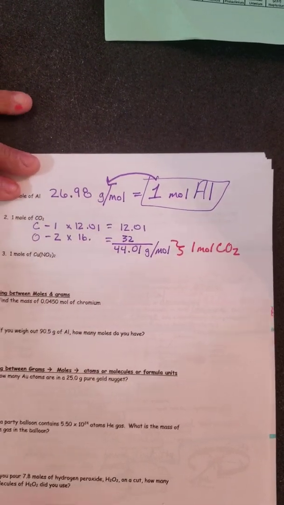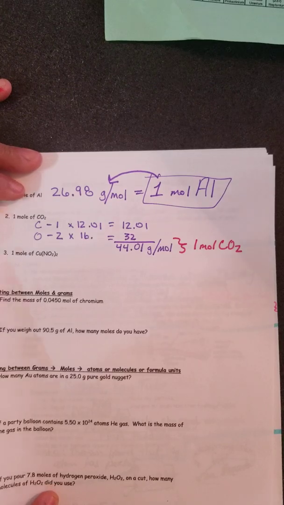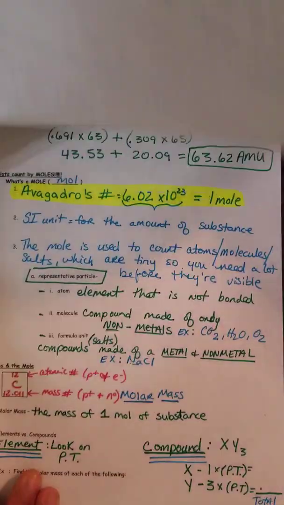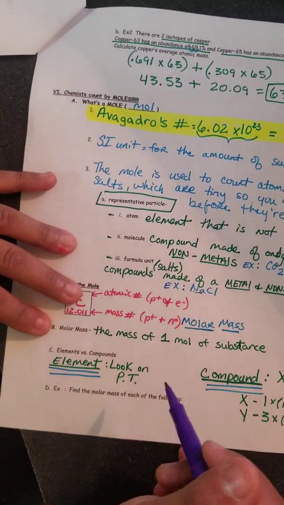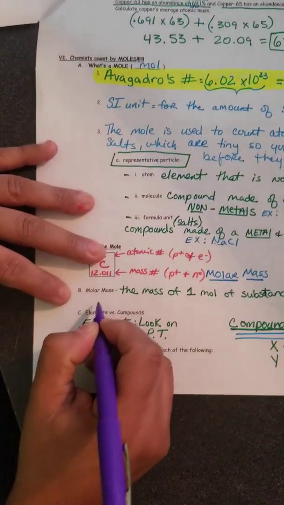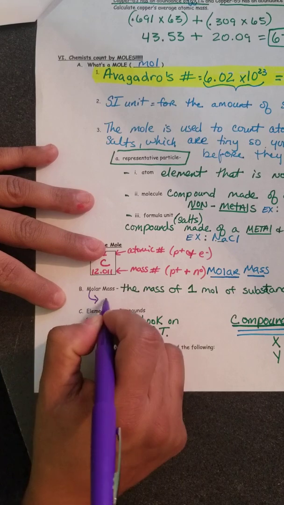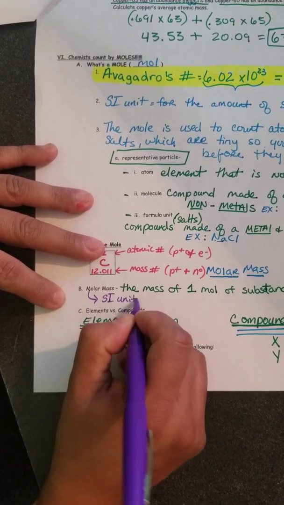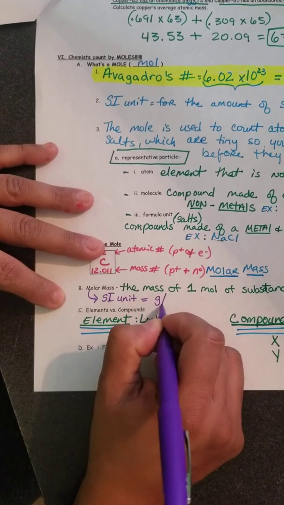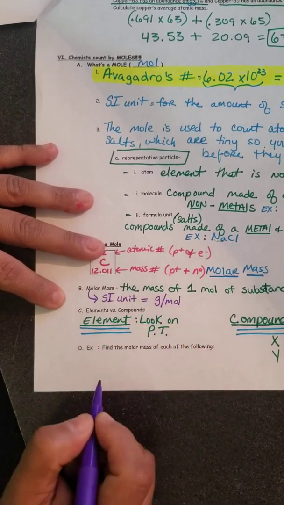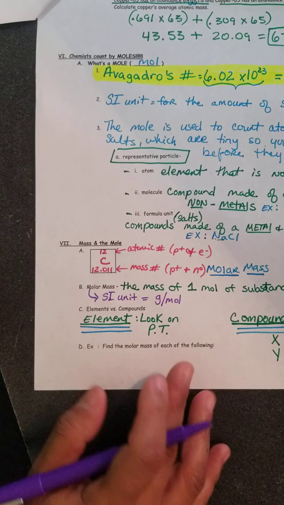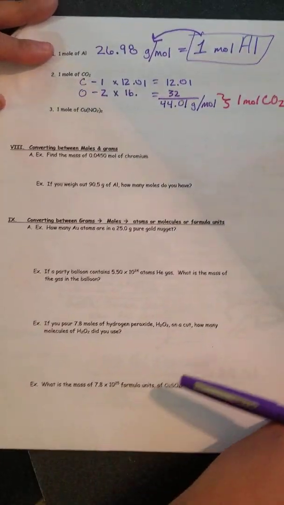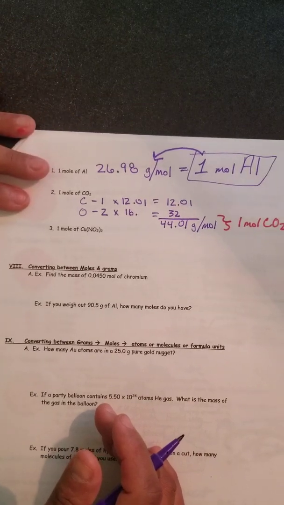Okay? Maybe we should add that into our notes now that I think about it. Let's see, where is it in our notes? Molar mass. Maybe I should put it right here. The SI unit is grams per mole. Okay, for molar mass. There we go. I think that's important for us to know. Let's keep going. We're just practicing still.